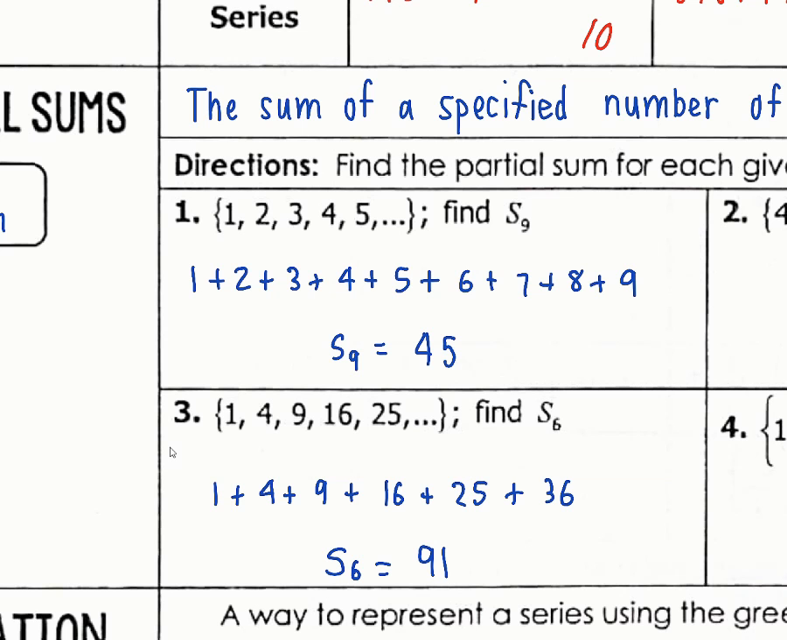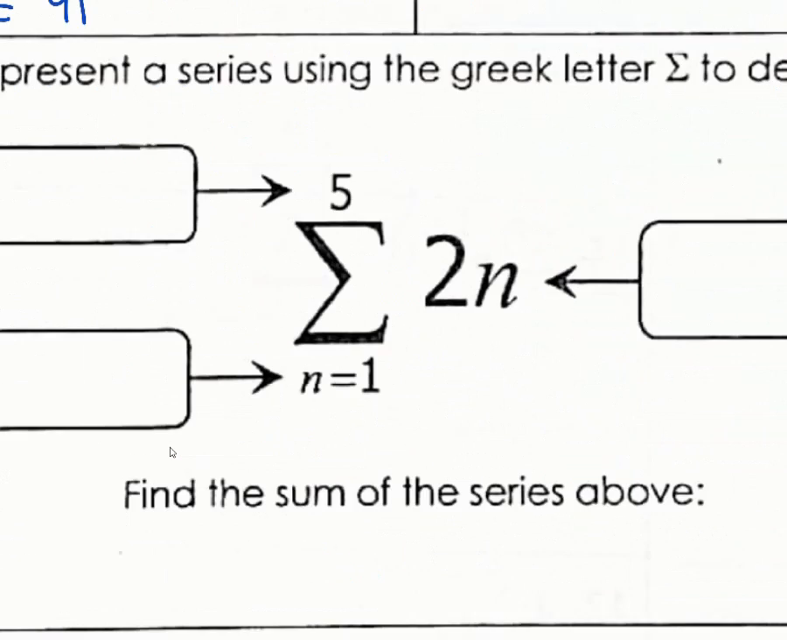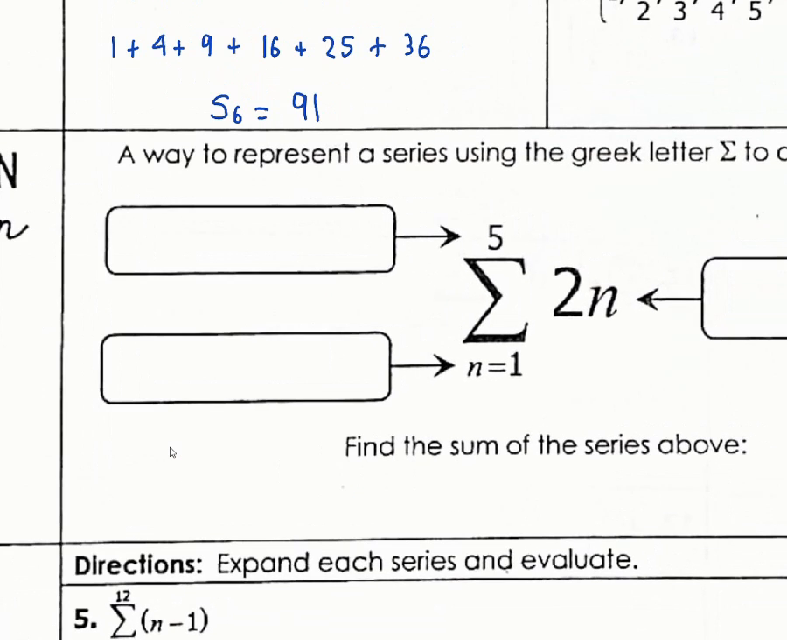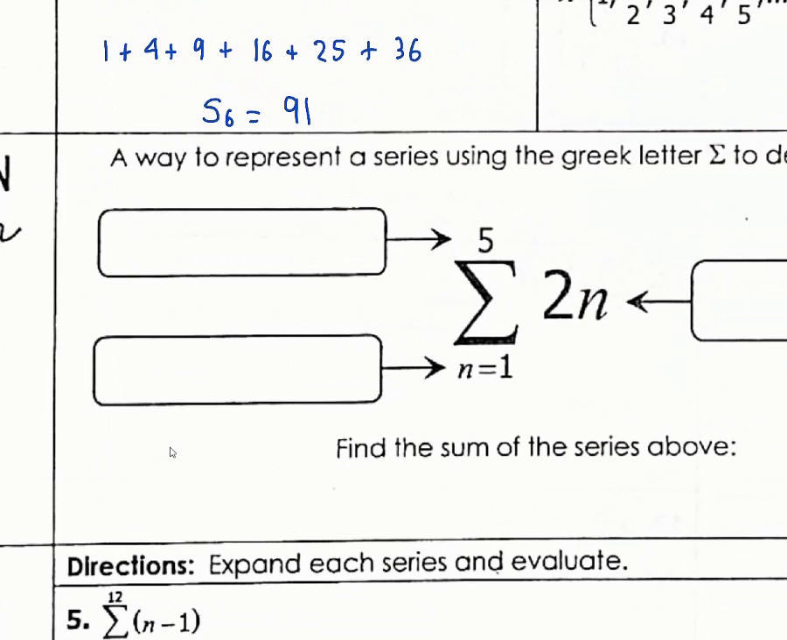So these are called partial sums. It's finding the accumulation of a sequence through a specific term, which is denoted by S sub n. Any questions with that? There's also another way for these to be written, and we call this summation. Does anybody know what that symbol is?